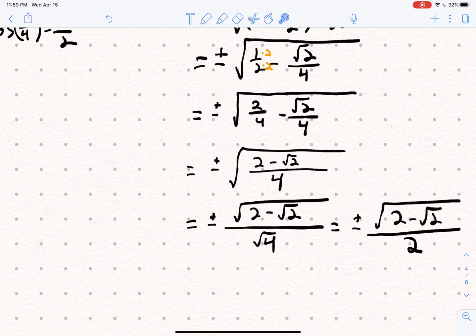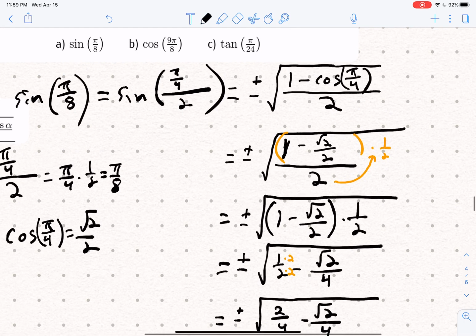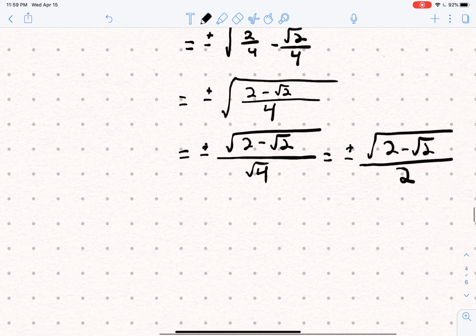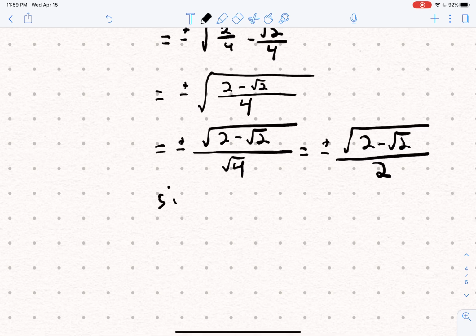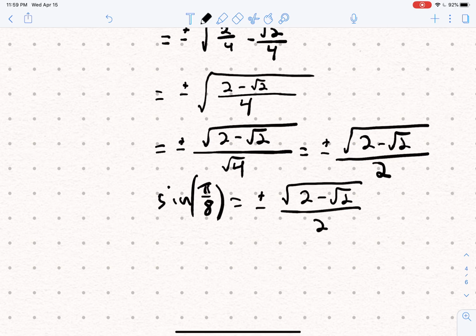I know it looks strange having a radical buried inside another radical. There's no simple way that we can make that any simpler than it is now. And so all we have to sort out is whether this is a positive or a negative. And let's just remember what we're calculating. We're calculating sine of pi over 8. So far what we've found is sine of pi over 8 is equal to plus or minus radical 2 minus radical 2 over 2. And our question is whether it should be positive or negative.